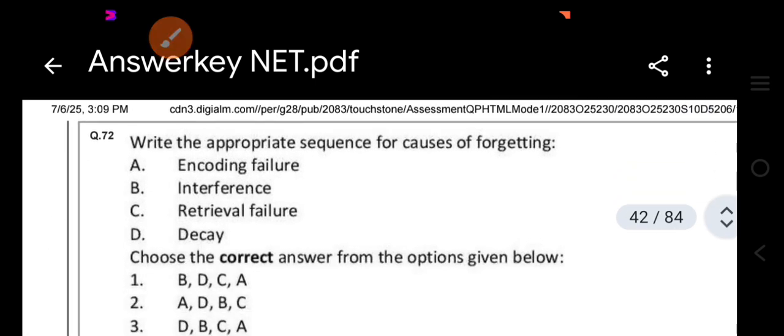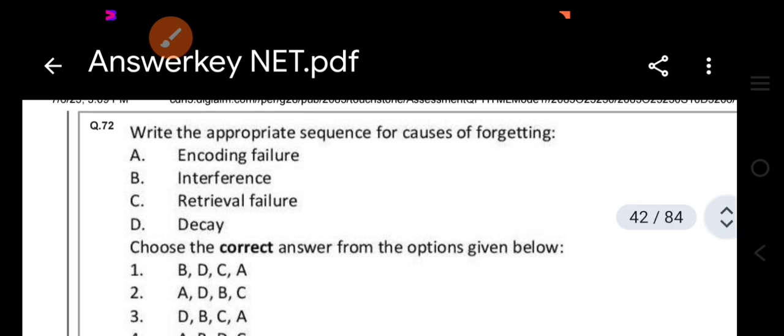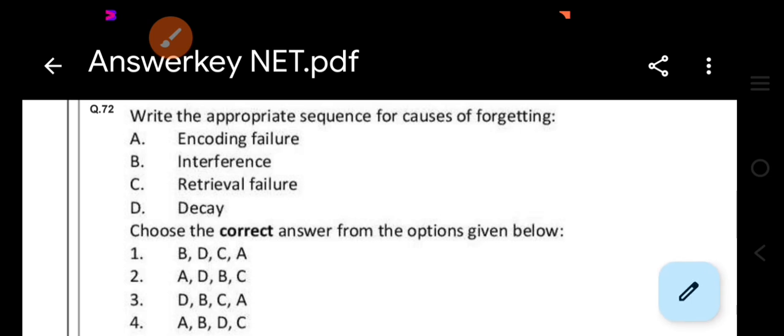The next question is to write the appropriate sequence for the causes of forgetting. Every day we forget, and there is a sequence of reasons why. First comes encoding failure, where we fail to encode information from the external world. Then interference. Whatever information we gain, after some time it will decay. When decay happens, that means we forget the information.